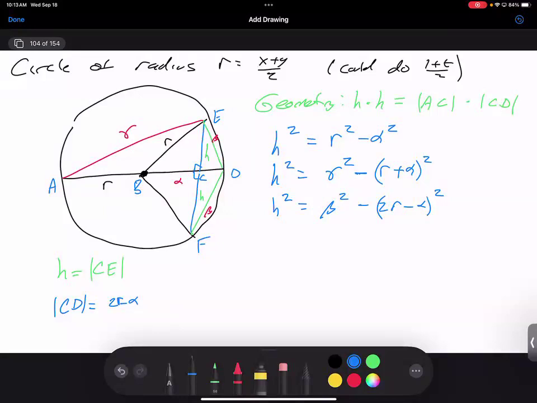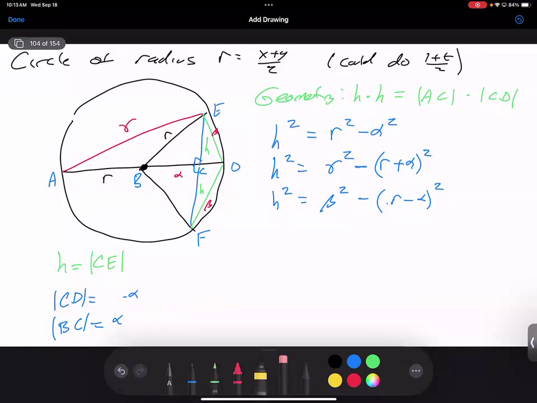For the last one. Well, CD, the whole diameter is 2r, right? But if you subtract alpha, isn't it? Alpha is the distance from B to C. So it's just, oh, it's just r minus alpha. Okay, sorry. Yes, r minus alpha. Thank you. I think I heard somebody say 2r and I just wrote that down. Yes, you're right. It is r minus alpha.